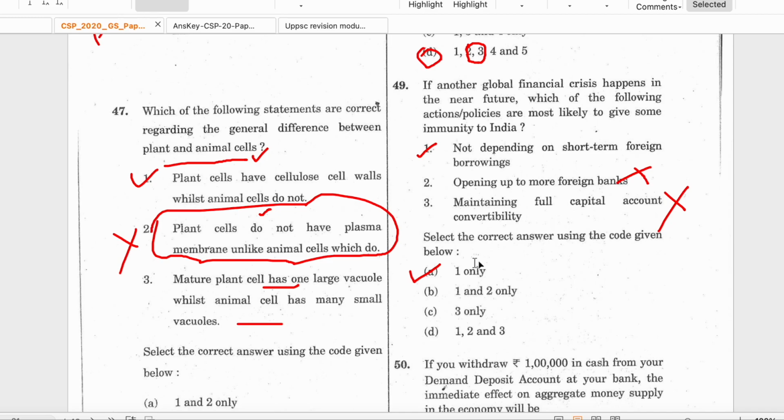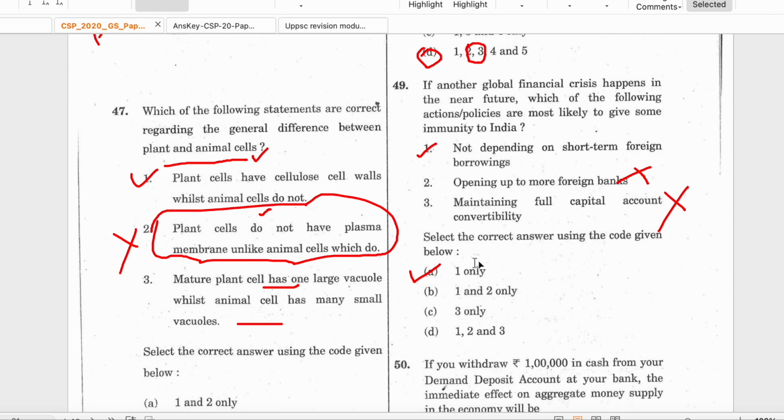This is question number 49, it is easy. If another global financial crisis happens in the near future, which of the following action policies are most likely to give some immunity to India? Okay, not depending on short term foreign borrowing. Yes, foreign borrowing, short term taken, it can make you more vulnerable.